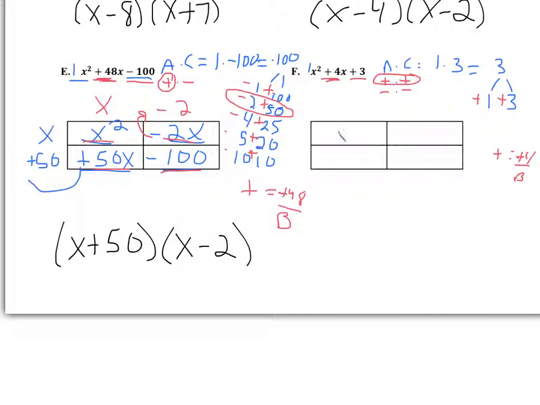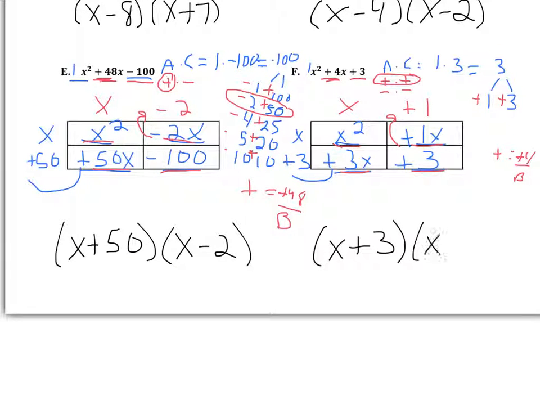Let's fill in the box. So we have x squared plus 1x plus 3x plus our constant, which was 3. So between x squared and 1x is x, between 3x and 3 is 3, and because this is positive, this is positive. And then between x squared and 3x is x, between 1x and 3 is 1, and because this is positive, this is positive. So our factors are x plus 3 and x plus 1.